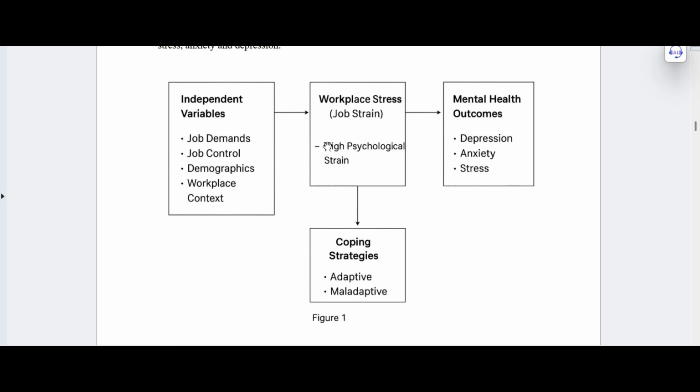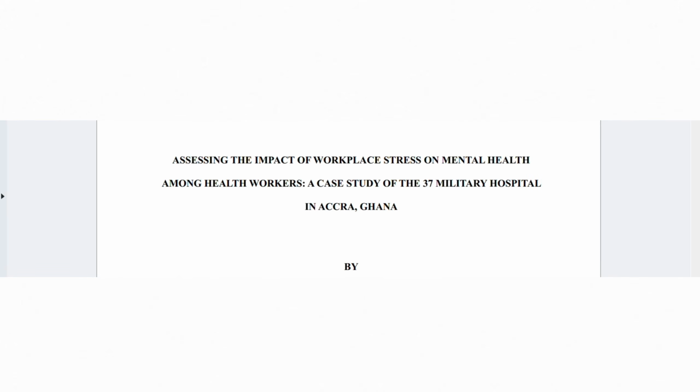So let's look at the topic to realize that we have, first of all, let's look at the model again. We have independent variables affecting workplace stress, affecting mental health outcomes, and this one is also affecting coping strategies. So this alone should tell you that the person is dealing with something around mental health and workplace. So let's see if that matches the topic. Yes, so you can see that the topic is assessing the impact of workplace stress on mental health among health workers, a case study of the 37 Military Hospital in Accra, Ghana.